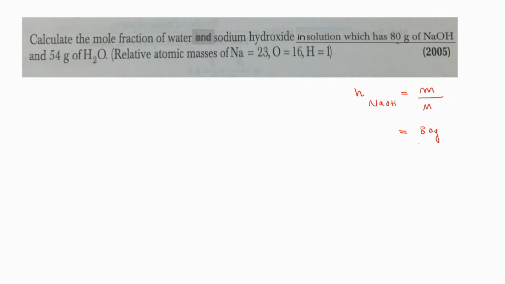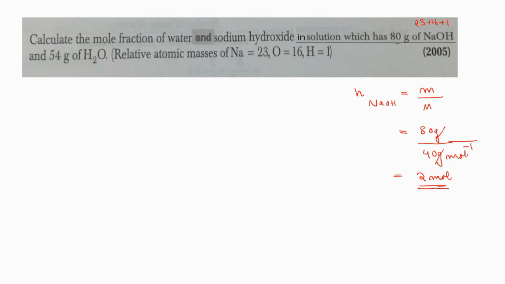And what is the molar mass of sodium hydroxide? Sodium is 23, oxygen is 16, plus hydrogen is 1. So, if you add everything together, you will get 40 gram per mole. Gram cancels and you will get 2 moles. This will be the number of moles of sodium hydroxide.